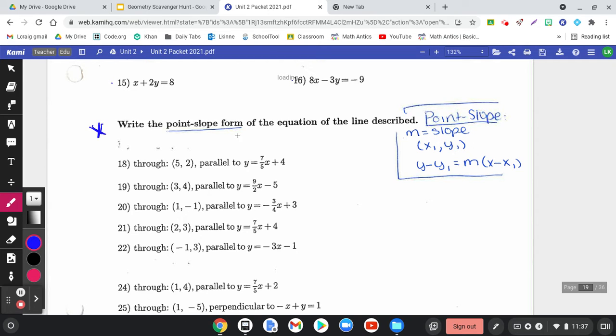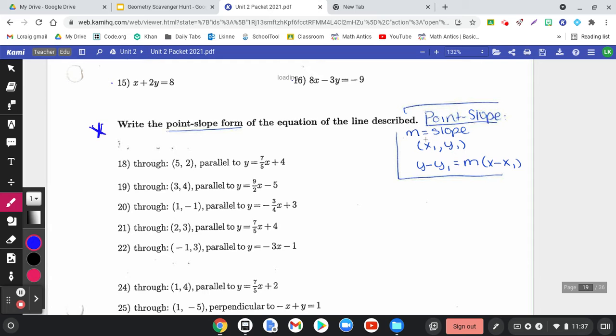It's called the point slope form because you're using the slope and a point. If you have the slope and a point, you can write the equation. This can be a little bit tricky, so we're going to spend a couple days on this. I'm going to introduce it to you now, but then we'll do more work with it next week.